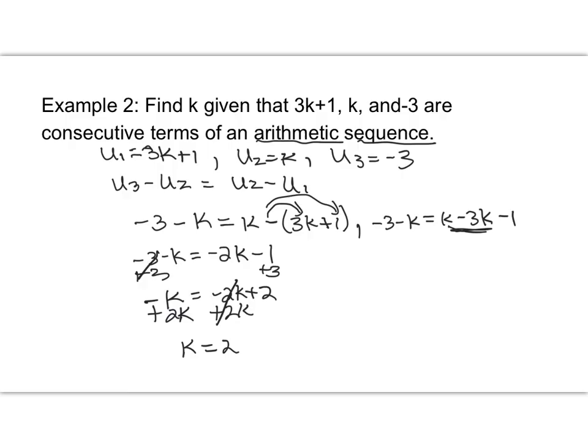And if I needed to, I could find the first 3 terms of my sequence now. U1 would be equal to 3 times 2 plus 1, which is equal to 7. U2 is just 2. And U3 is equal to negative 3. And if we look here, 2 minus 7 is negative 5, and negative 3 minus 2 is also negative 5. So there's our common difference.